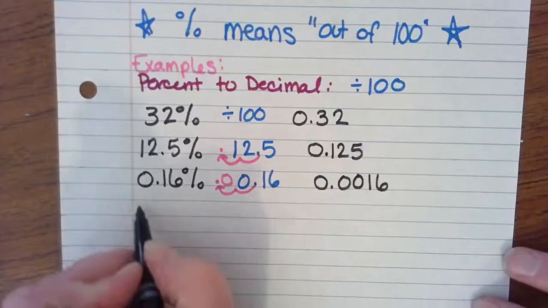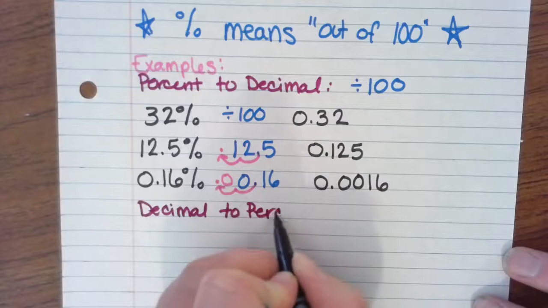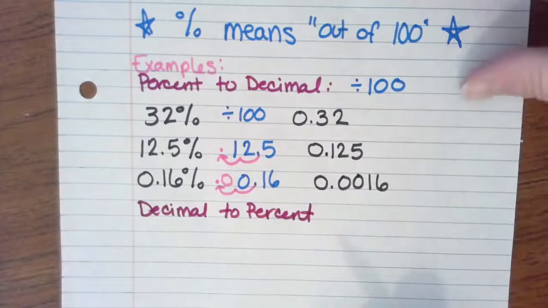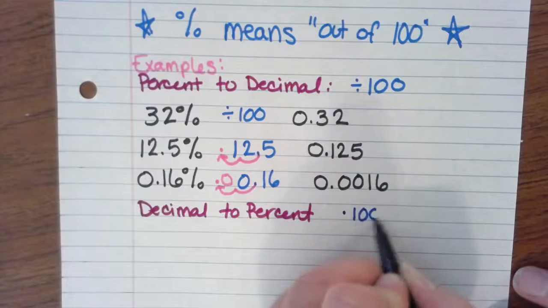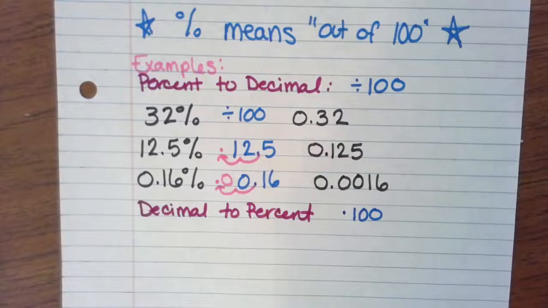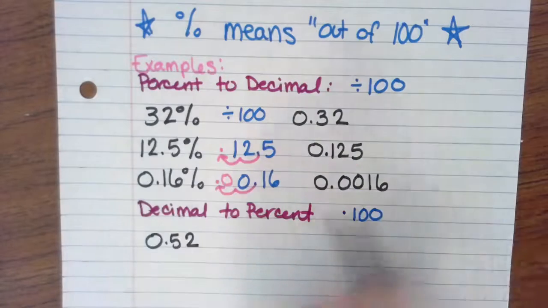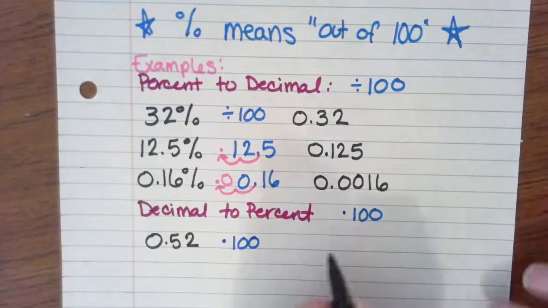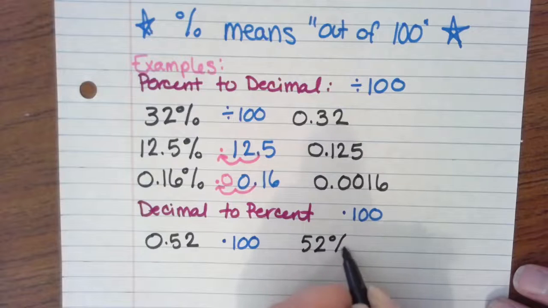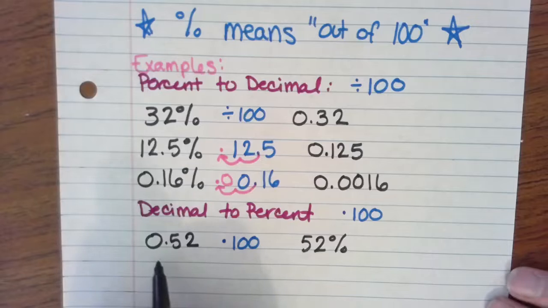All right, let's look at decimal to percent. Now if we divide to go back, we're going to multiply to go forward, right? So we multiply by 100 to do the opposite. So if I start out with a decimal like 0.52, I multiply that by 100, and again, you could do that in your calculator, or you can move the decimal. That's going to be 52%. Okay? What if I had something like 0.5?